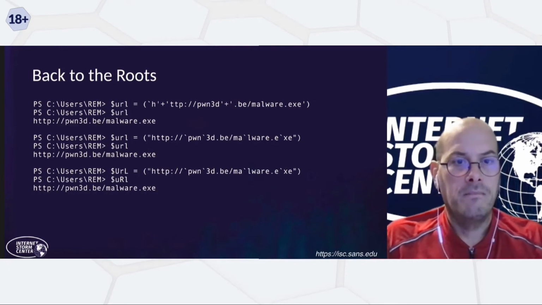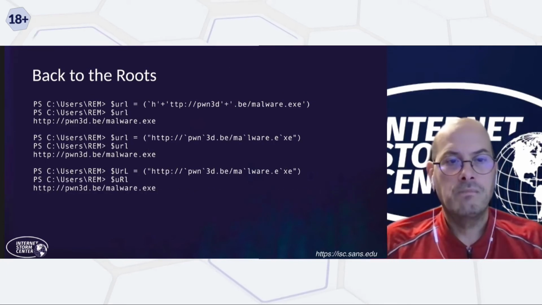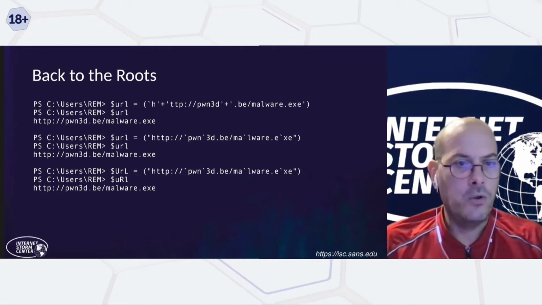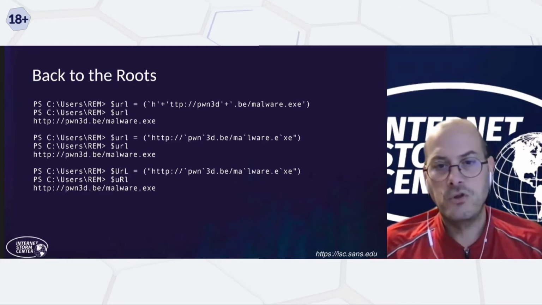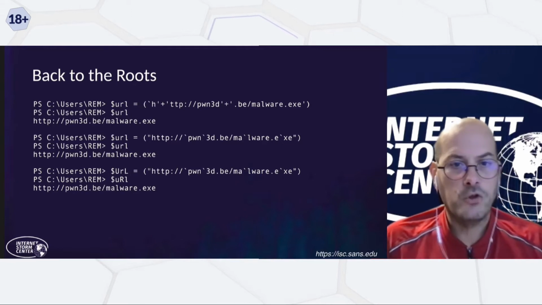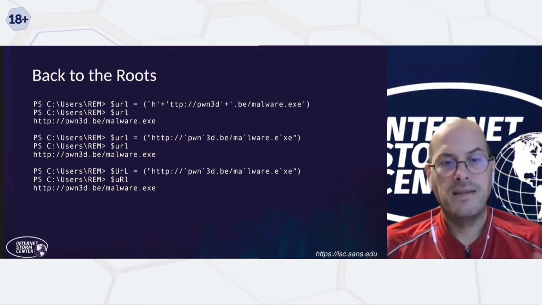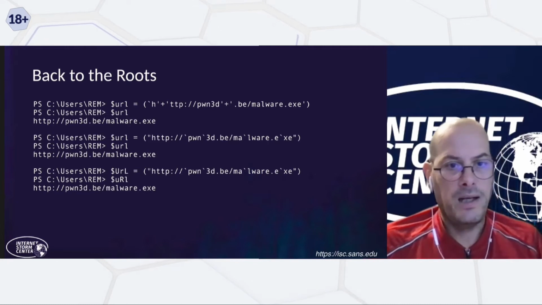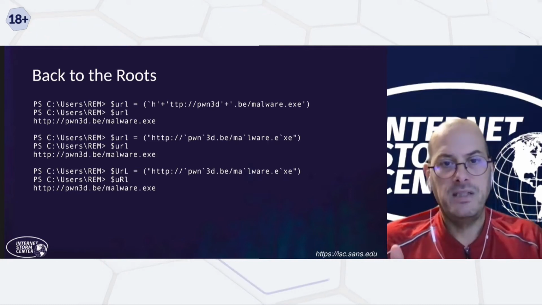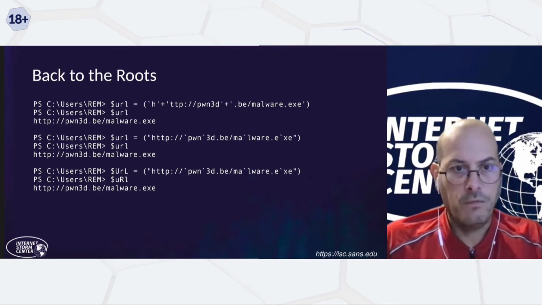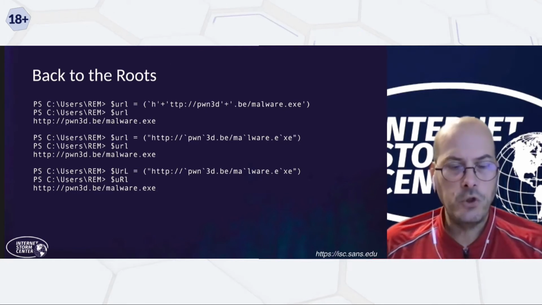Another one, let's go back to the roots. PowerShell is a very nice language because you can represent a string in many ways. For example, you can split a string and concatenate strings together to make a new one. So have a look at the first example. You have $URL equals h plus TTP and so on, plus blah, blah, blah. Basically, the content of URL is a malicious URL.